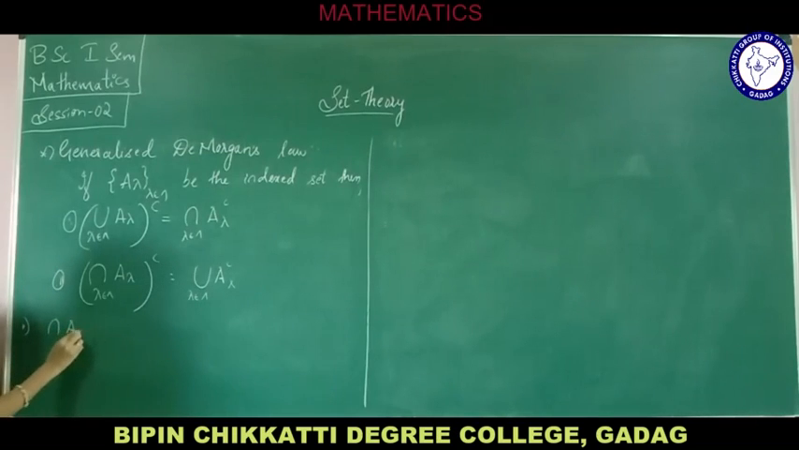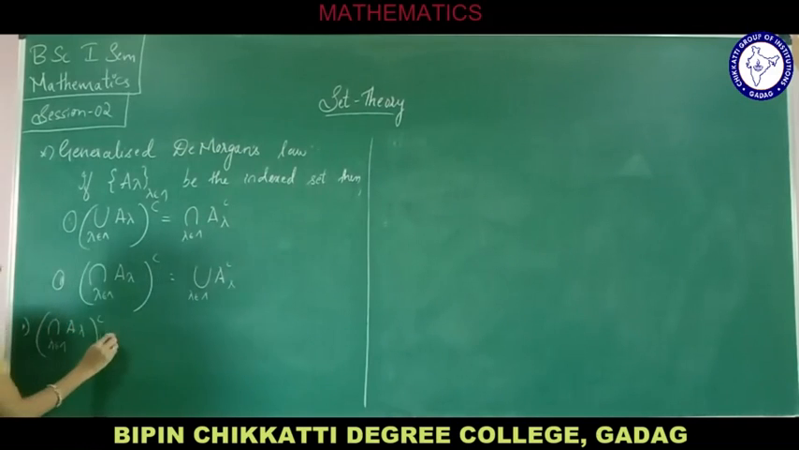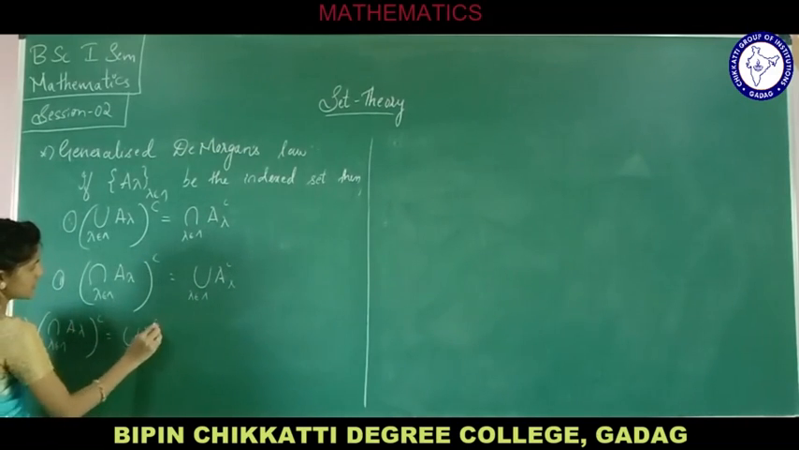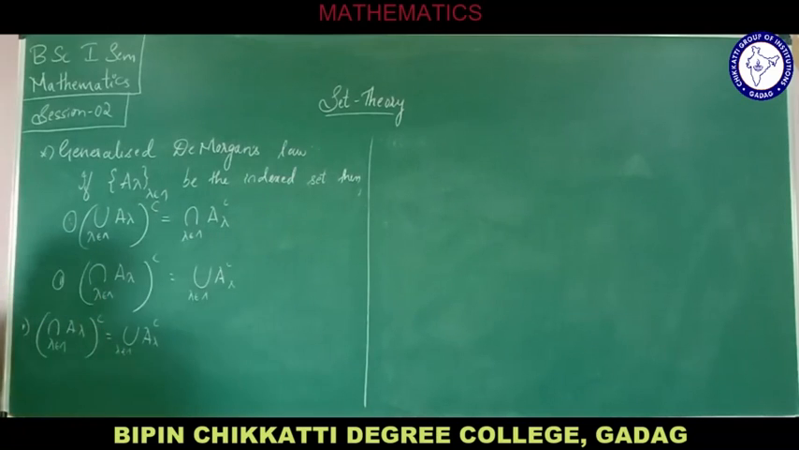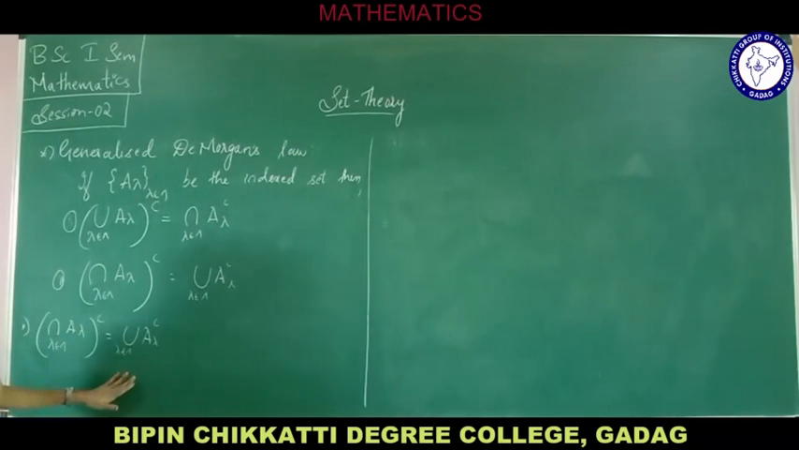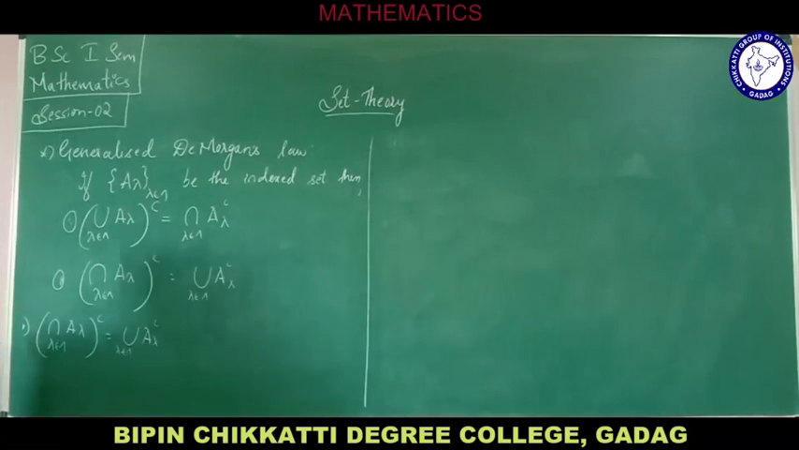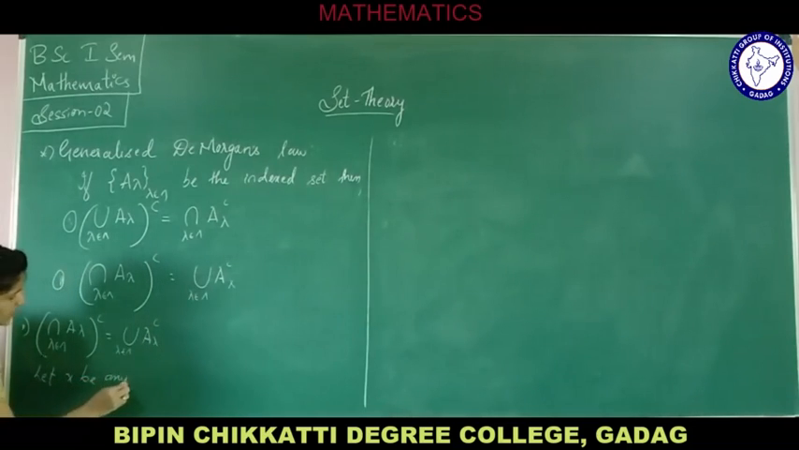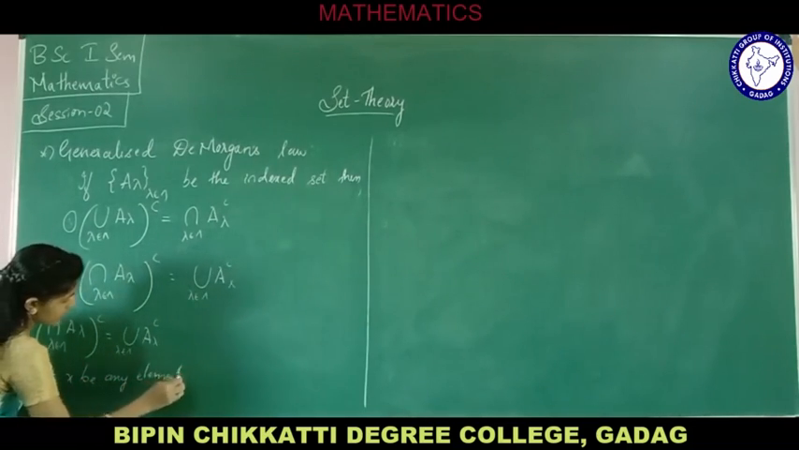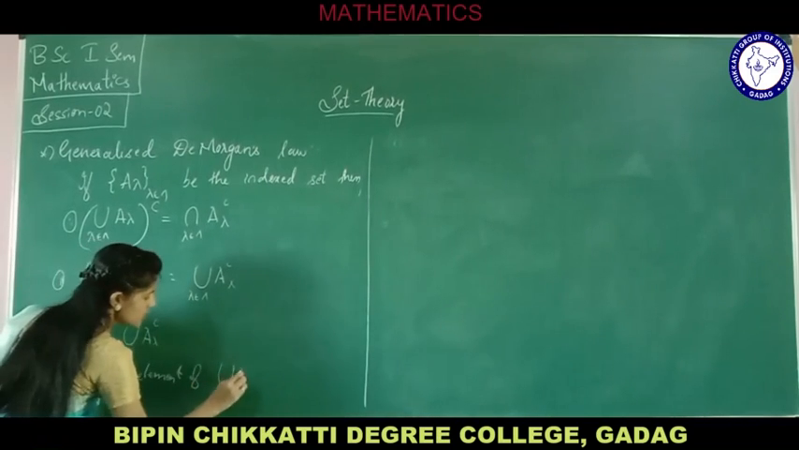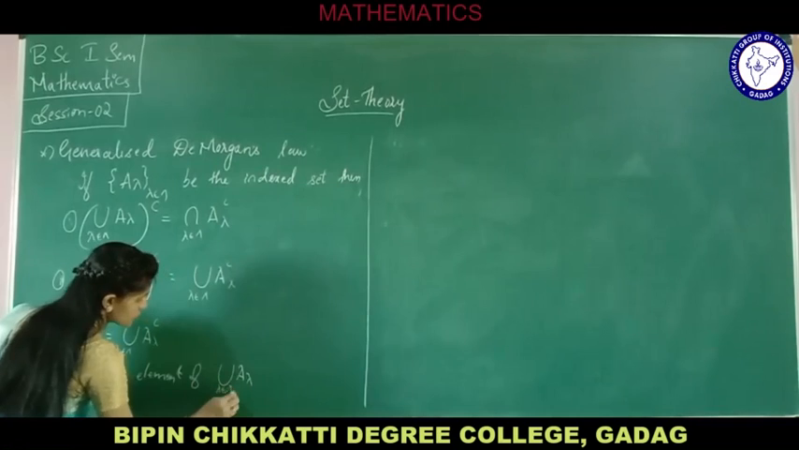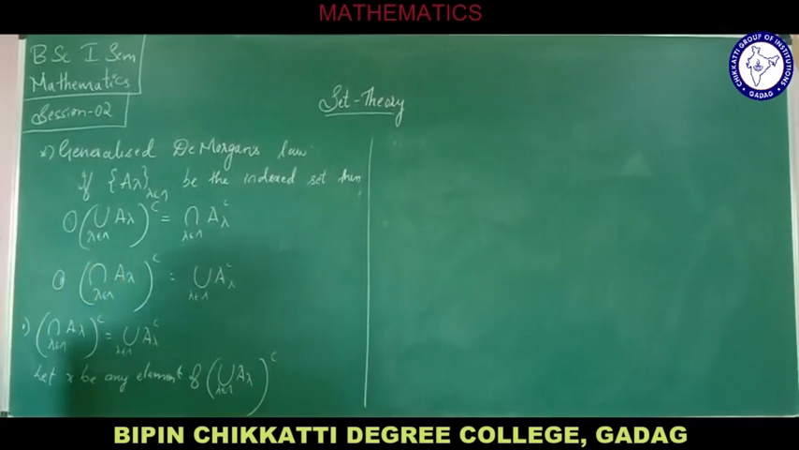The complement of the intersection of A lambda, lambda belongs to the indexed family, is equal to the union of A lambda complement, where lambda belongs to the indexed set. So what we shall do is, first let us consider that x be any element of the union of A lambda complement, where lambda belongs to this indexed family.